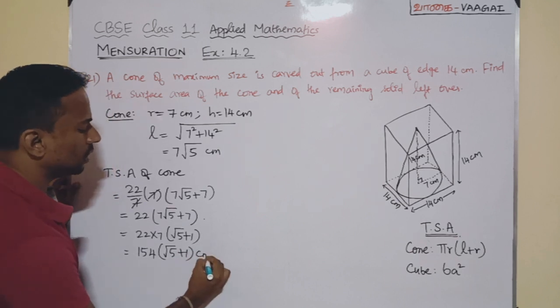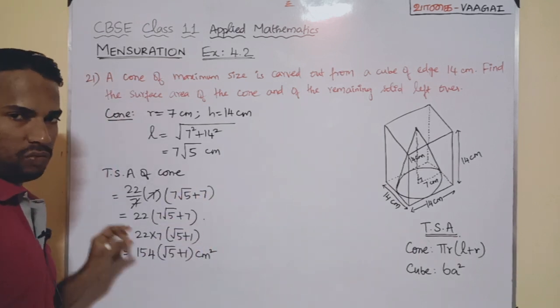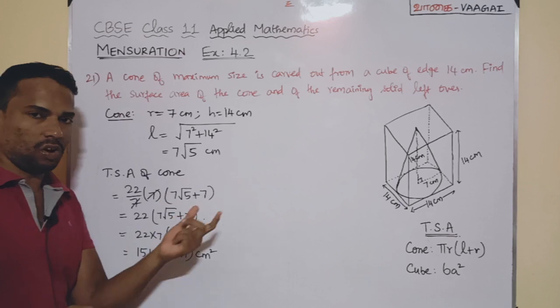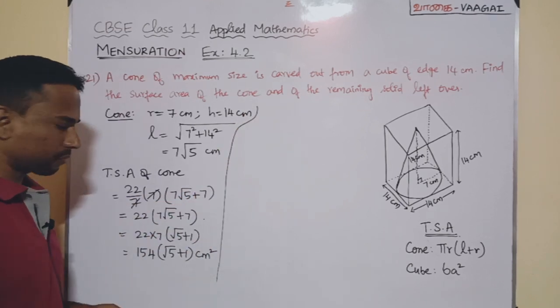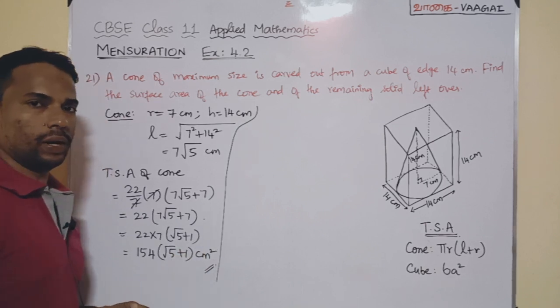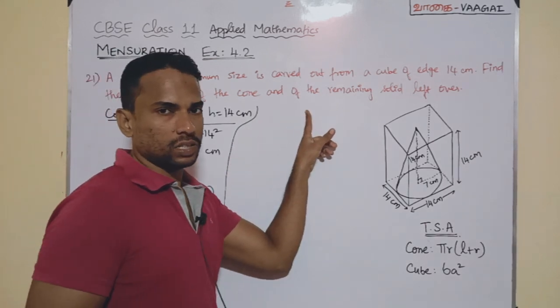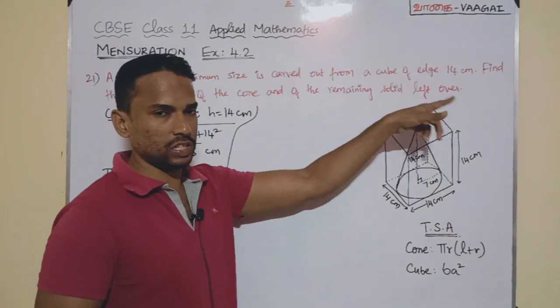So this many centimeter square is going to be the answer for your total surface area of the cone. So this we completed in a very plain way. This is done. Now next, we need to find out the surface area of the remaining solid which is left over also.